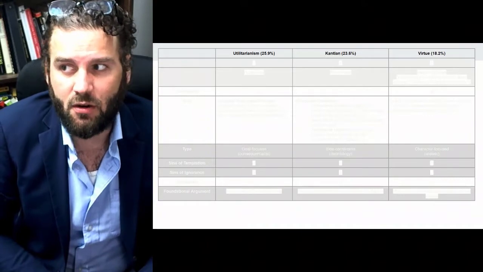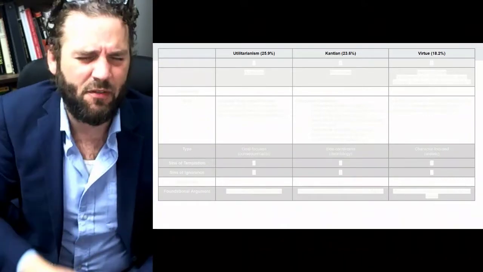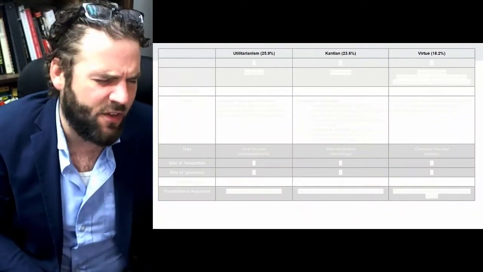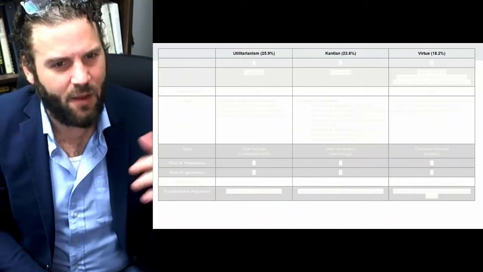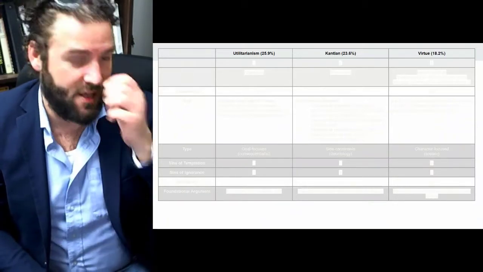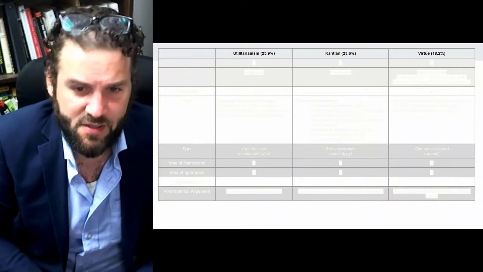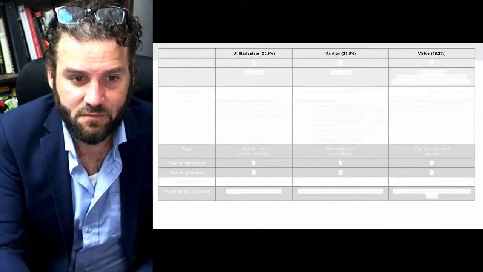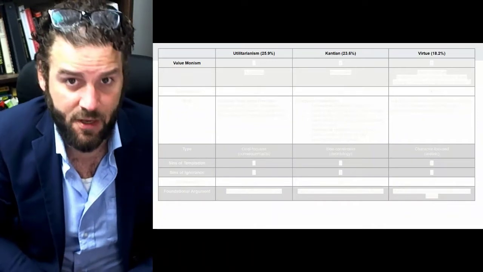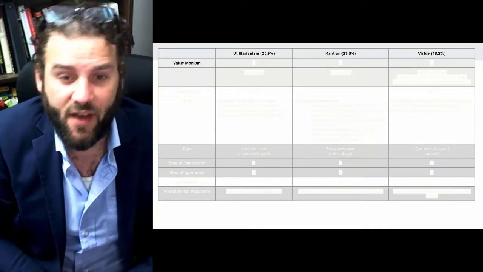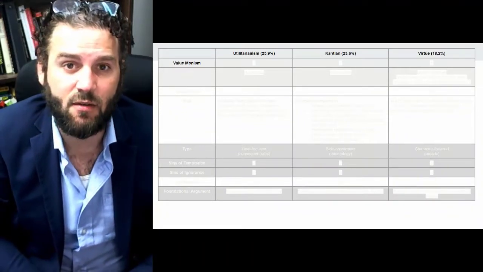The remainder of the responses were made up of things like 4% think that all of ethics is wrong, 2% adopt an alternative, 1% don't respond, right? So it's all piddly percentages after these three. So let's talk about the first dimension that I want to evaluate these three moral theories, which is value monism.